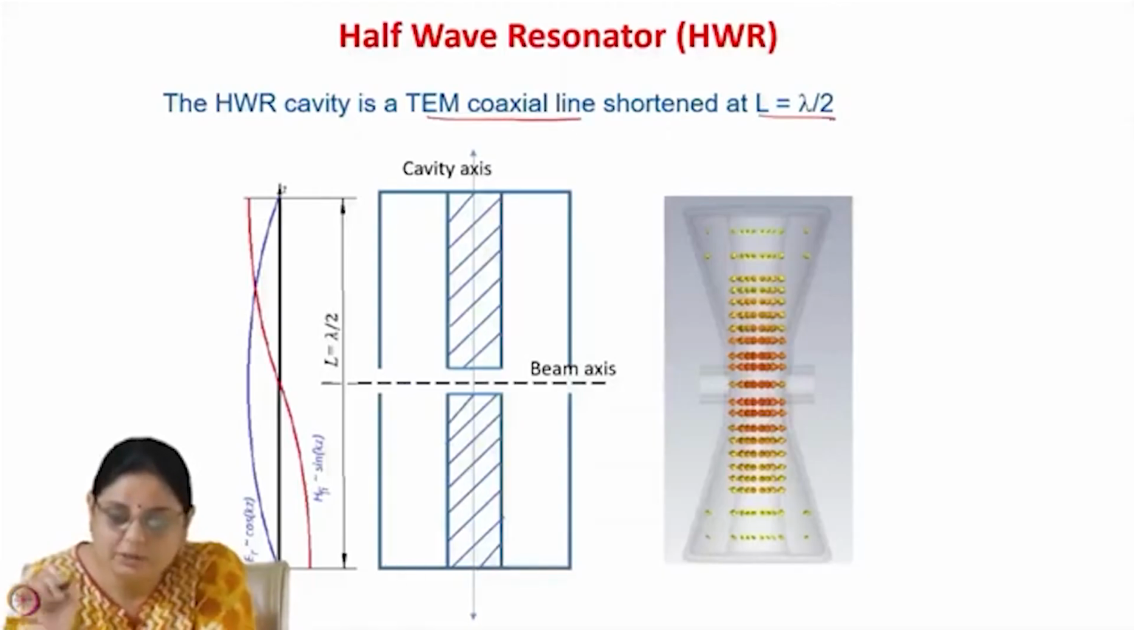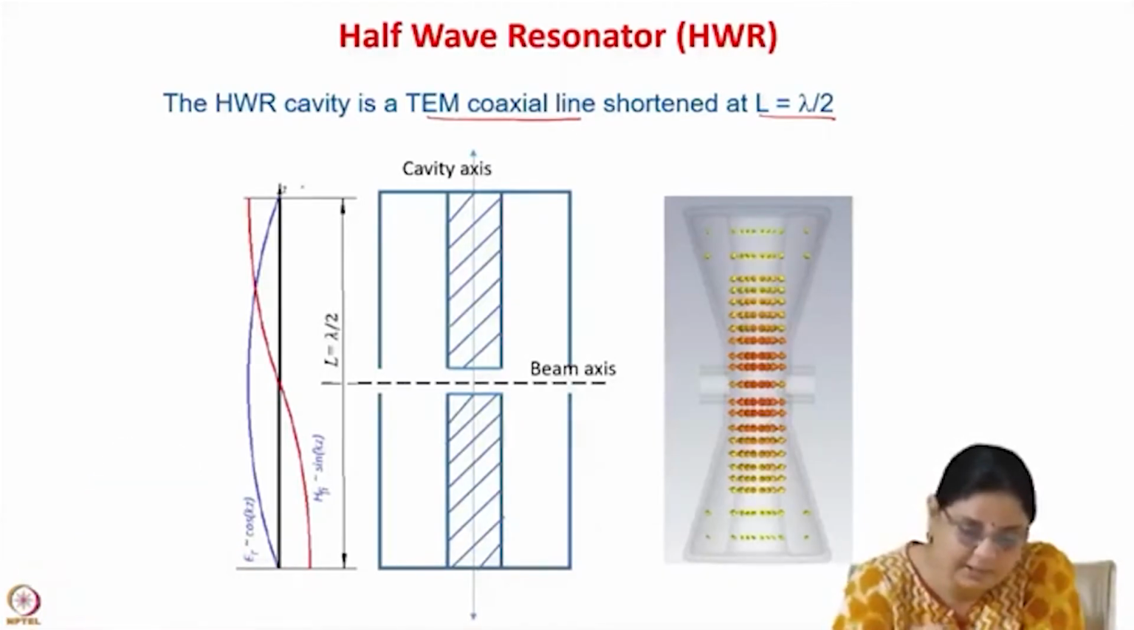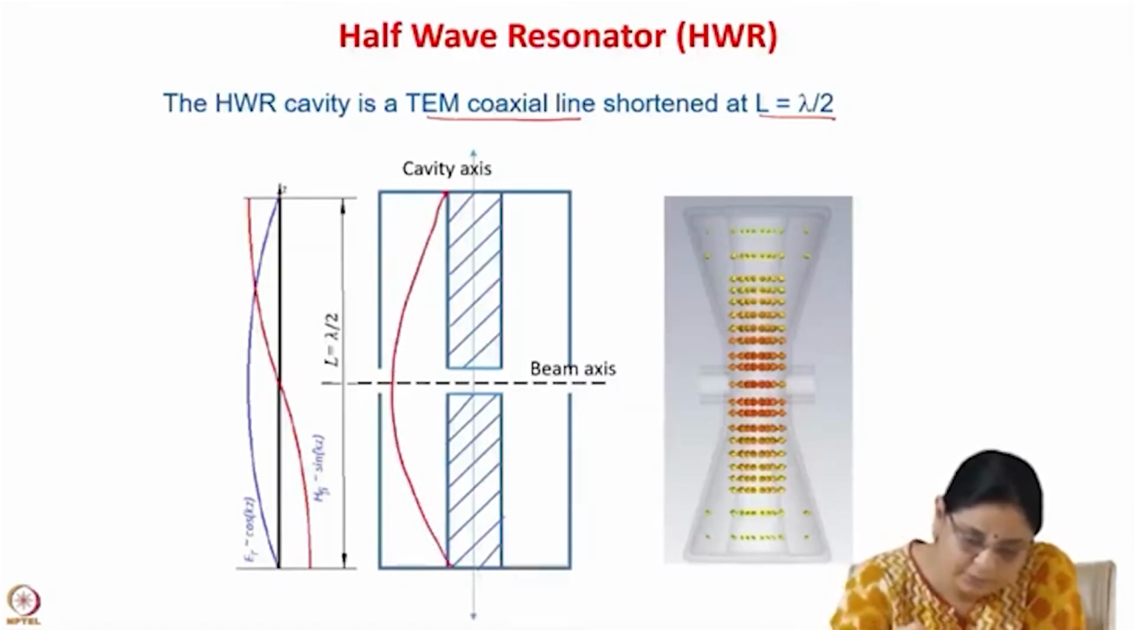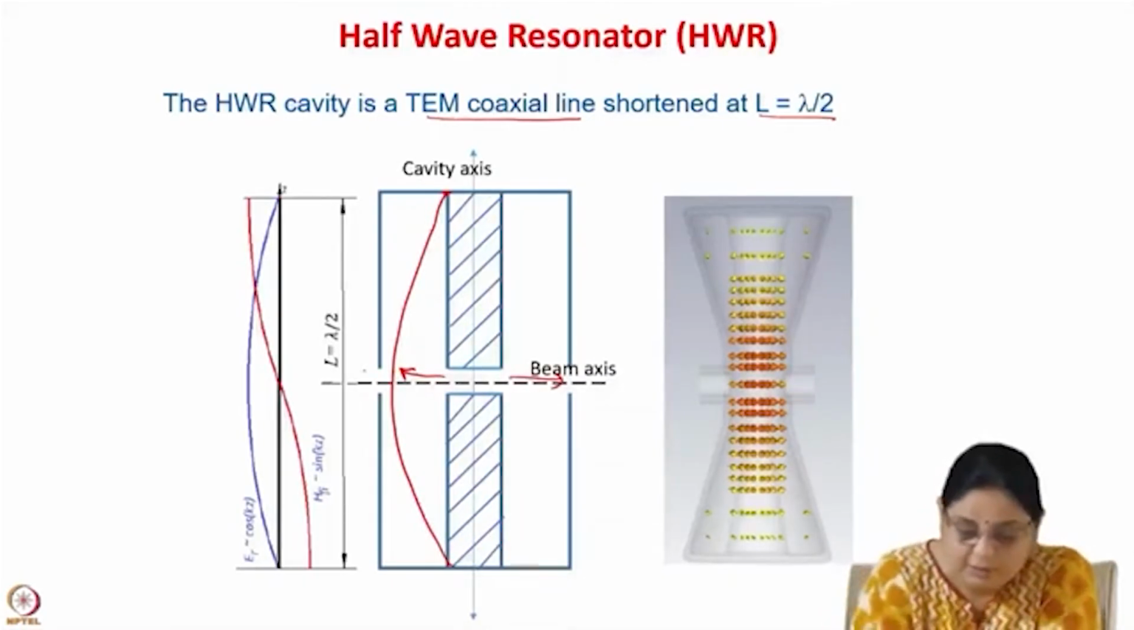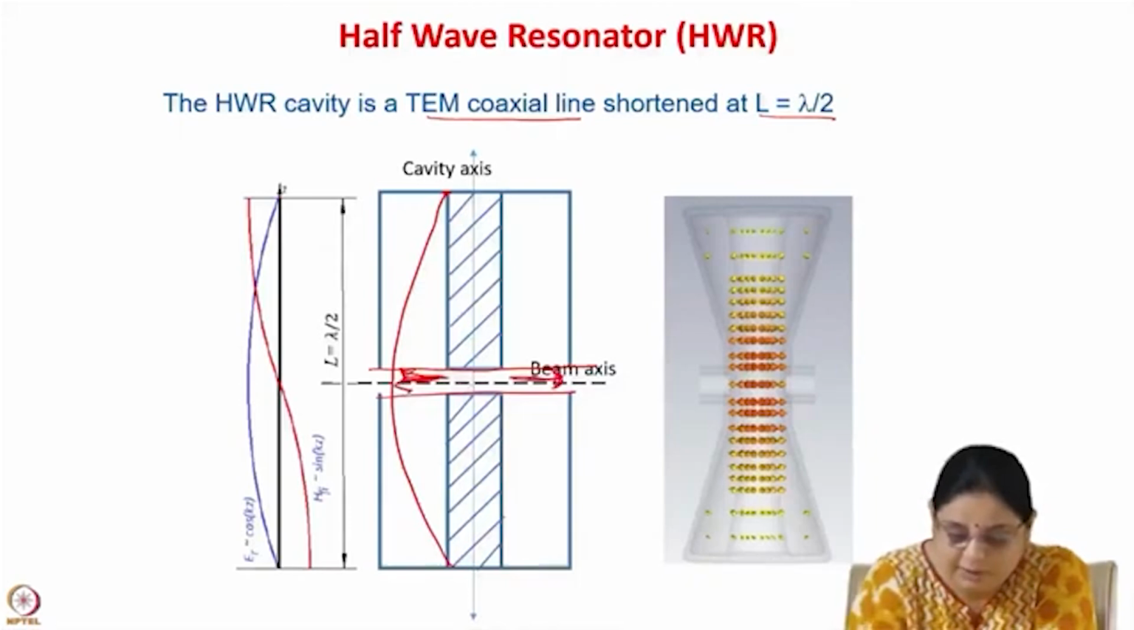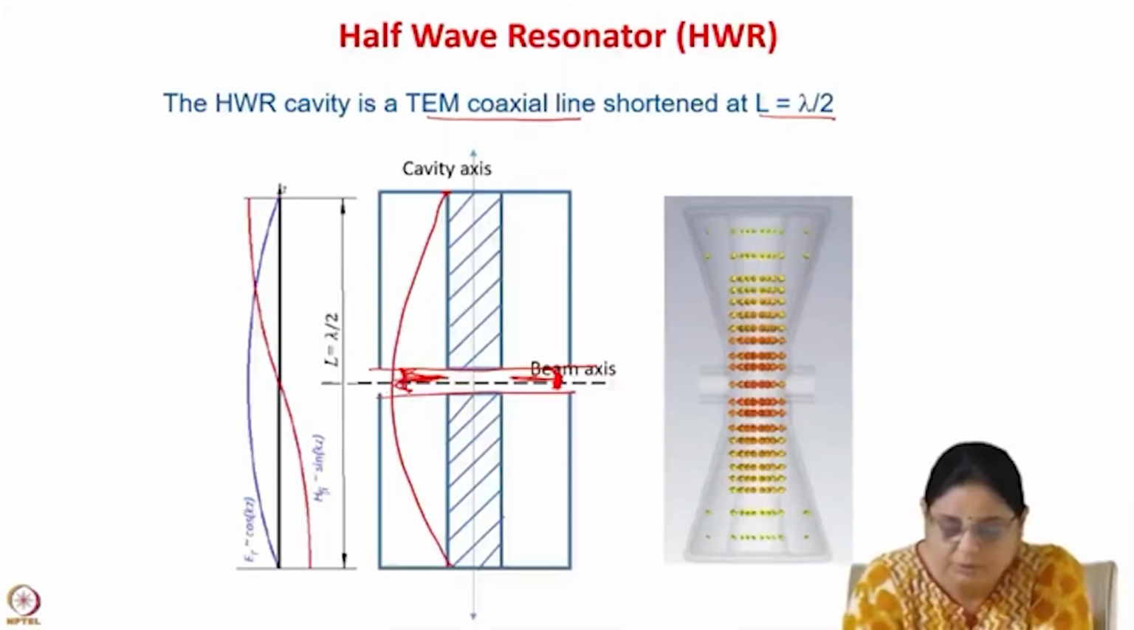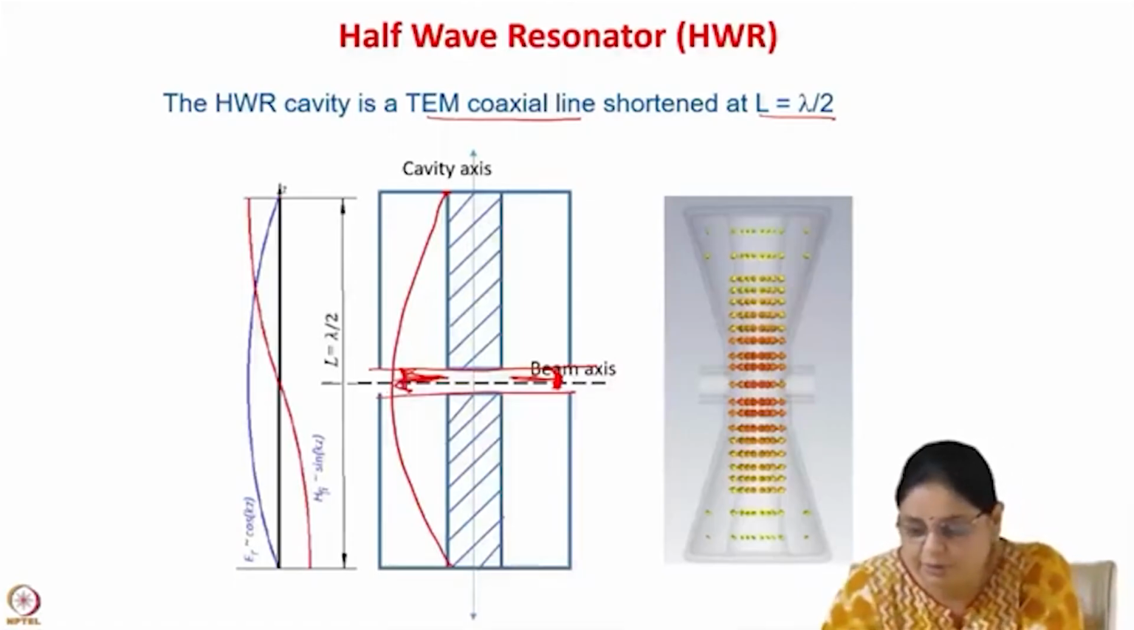In a half wave resonator, the TEM coaxial line is shortened at L equal to lambda by 2. Electric field here is 0, electric field here is 0, and it is maximum here. So this is how at a particular instant of time the electric field is there. If we make a beam aperture at this location, we see an electric field in this direction, and this is varying with time. This field can be used for acceleration. So this is the picture of a half-wave resonator showing the fields.